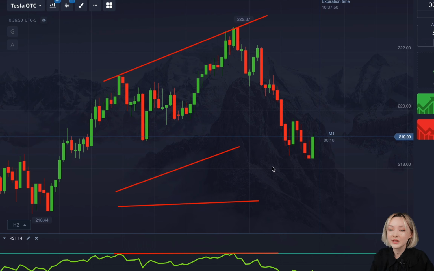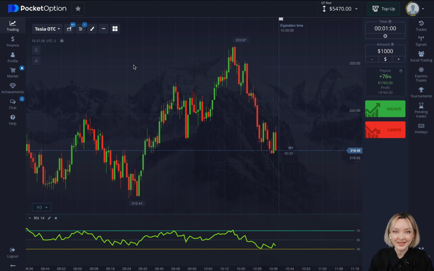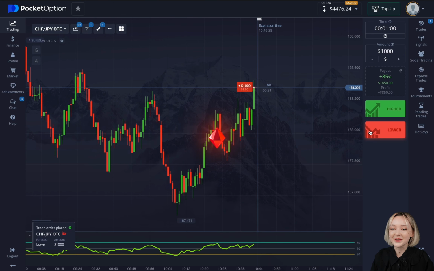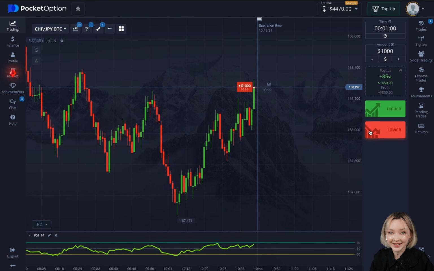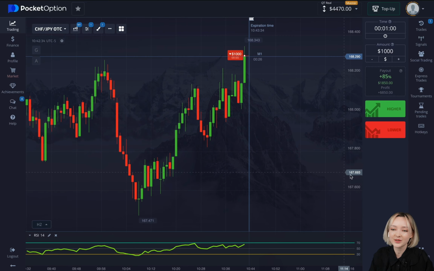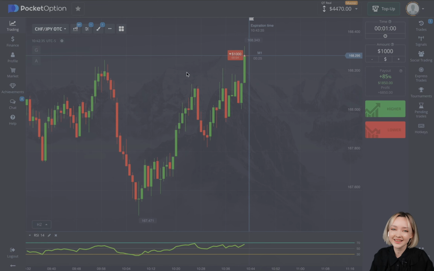We're looking for cases when the chart and the oscillator contradict each other, when the chart is rising while the oscillator is falling, or vice versa. I hope it's clear. So guys, let's place a downward trade here. I guess no detailed comments are necessary anymore. You can clearly see it yourself.